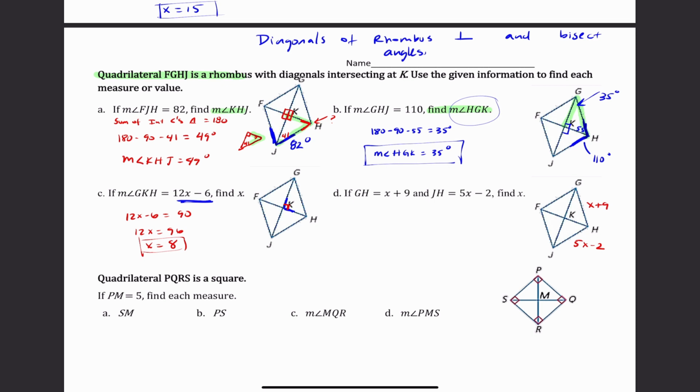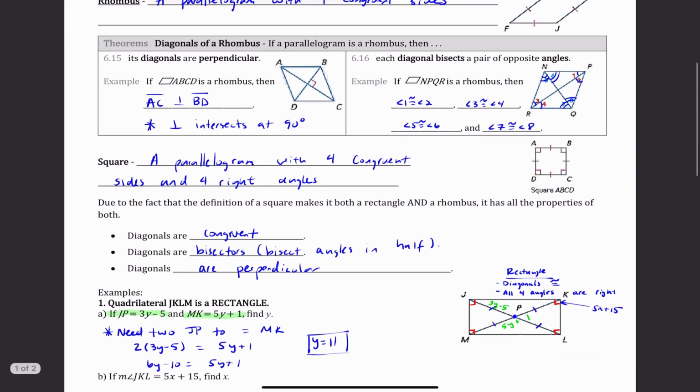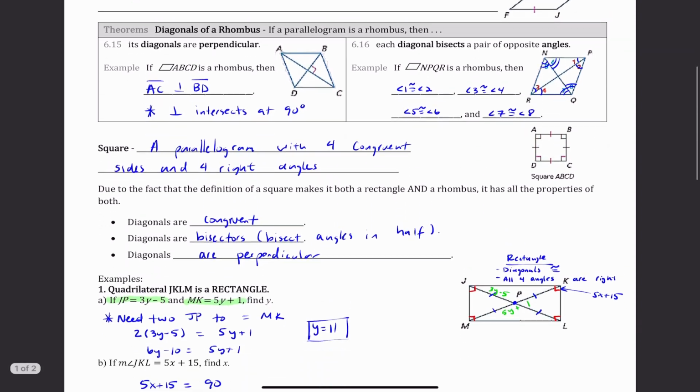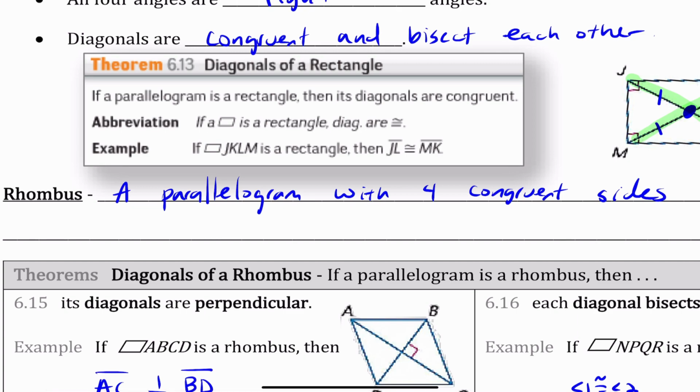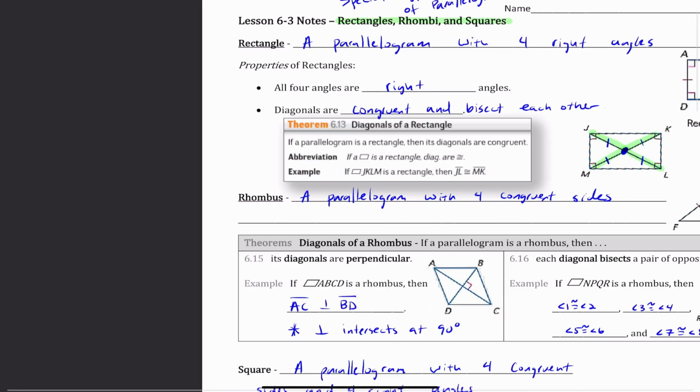So we can assume that this figure is a rhombus. That's given to us. We can use those properties that we've already discussed. Actually, we can just look at the definition. It's already there: a parallelogram with four congruent sides, right?